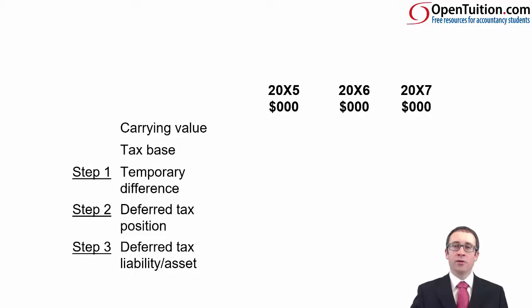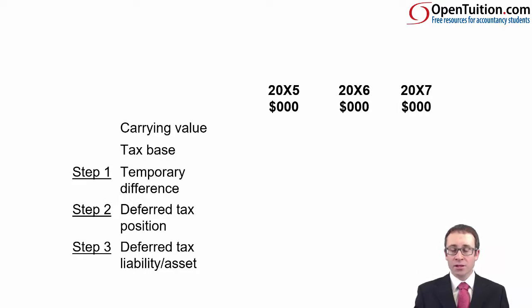So what you should have within the notes is your pro forma that separates it out for the 3 years, 5, 6 and 7. And that takes you through those 4 separate steps. So remember, step 1 is to compare the carrying value to the tax base. So the carrying value is your cost less your accumulated depreciation. Your tax base is the carrying value of the asset but for tax purposes. So instead of cost less accumulated depreciation, it is cost less your accumulated tax allowances.